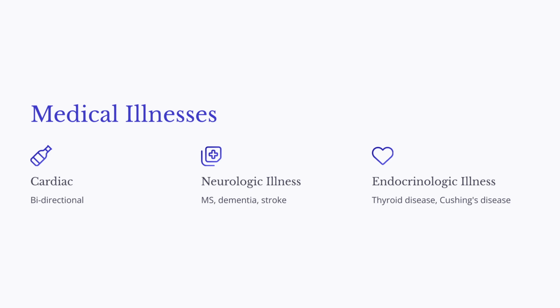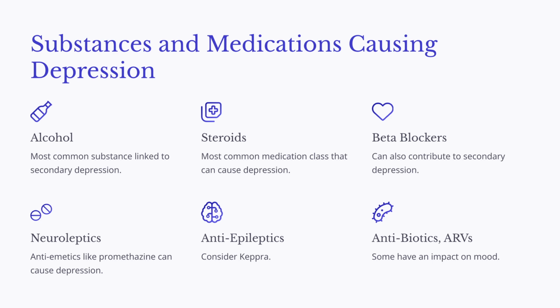And depression can also occur with Cushing's disease, and that makes sense because we know depressive symptoms are linked to changes in the HPA axis. With regards to substance use, we know that alcohol is the most common substance implicated in secondary depression.